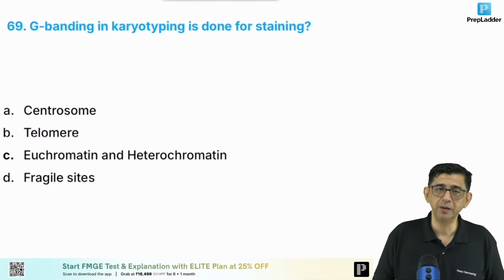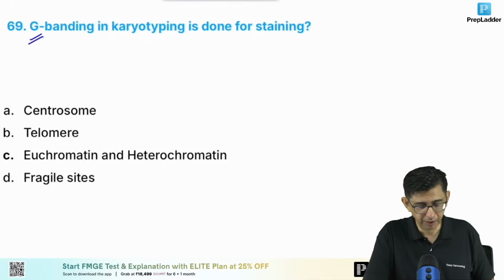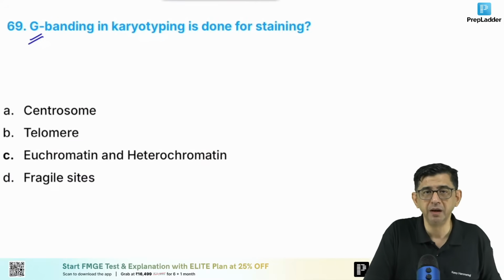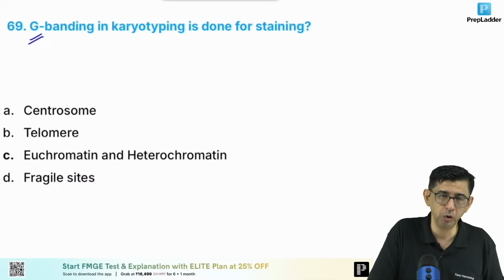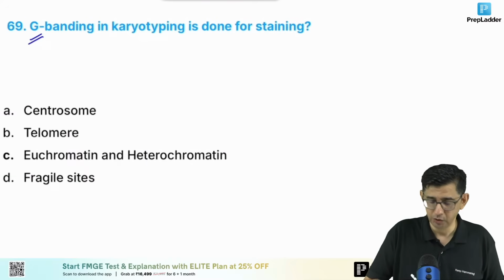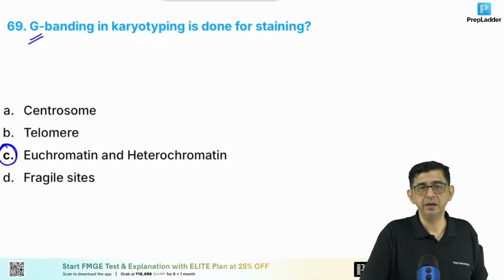Okay, then a fact-based question: karyotyping G banding. We use Giemsa for this, and it is used to determine which of the following things. G banding is done to determine the euchromatin and the heterochromatin. Some part of the chromosome will appear light and some part will appear dark. So it is to determine the euchromatin and the heterochromatin that G banding in karyotyping would be done.